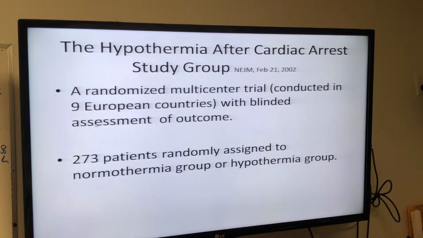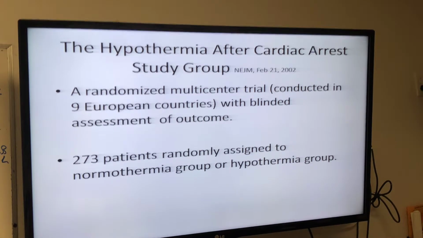This is the big one. This is the big one that everybody knows, and that's what thrust the thing into practice, which is a randomized multicenter trial in 9 European countries with blinded assessment of the outcome. They only used 270 patients, randomly assigned to the normothermia versus hypothermia group.